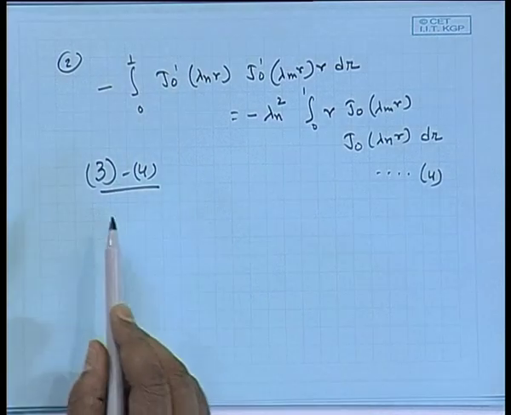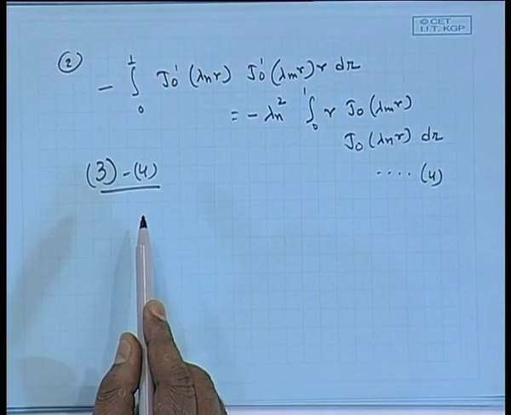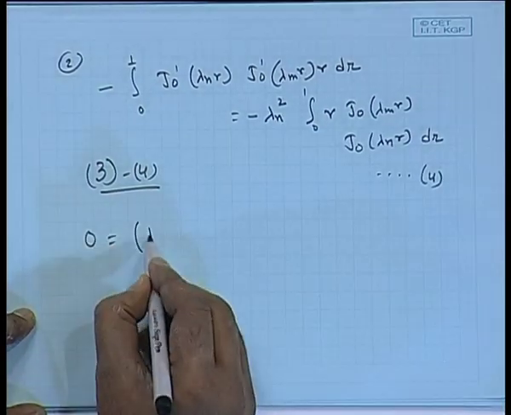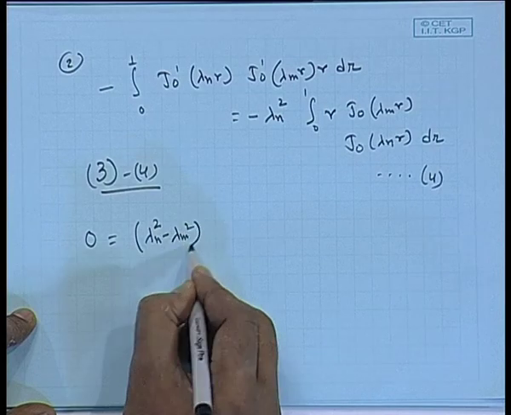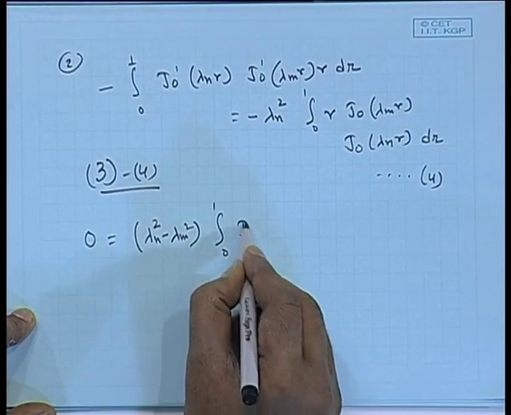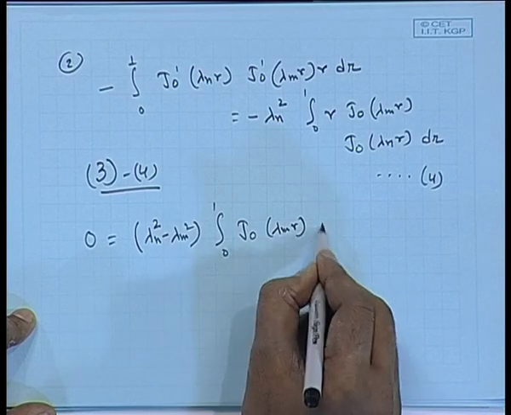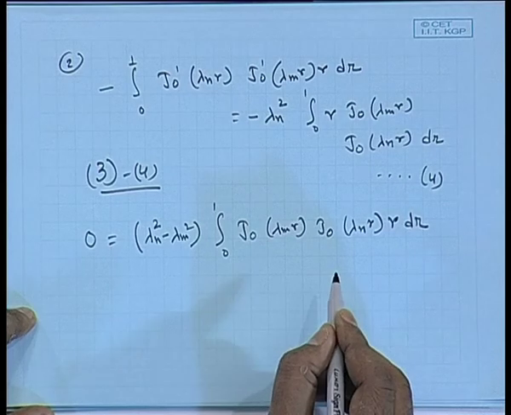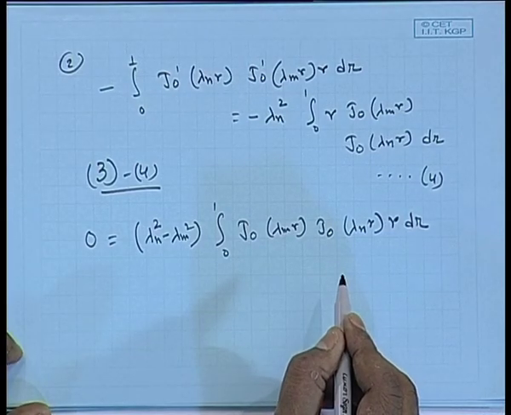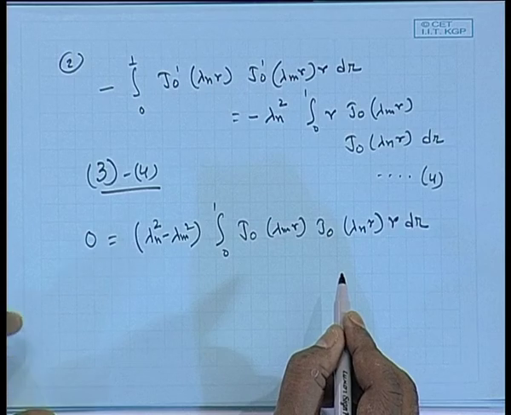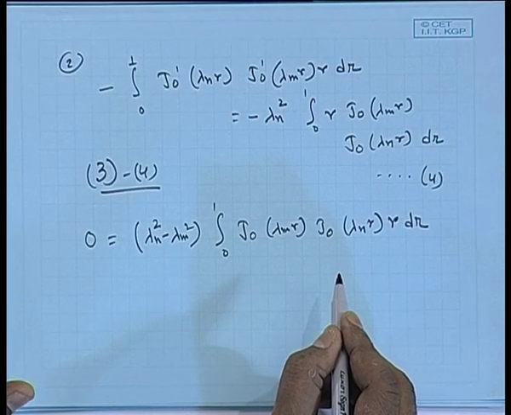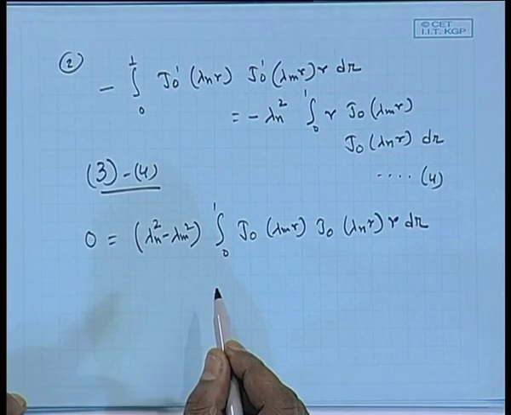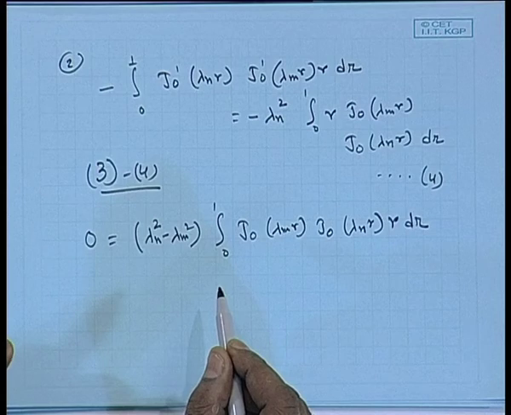The left hand sides of both the equations are the same, they will vanish, right. So, it becomes 0 equals lambda n square minus lambda m square times integral 0 to 1 J0 lambda m r J0 lambda n r, r dr, right. The left hand side of both the equations are identical, so they will just vanish. Now, we have assumed lambda n and lambda m are two distinct eigenvalues, that means lambda n is not equal to lambda m.